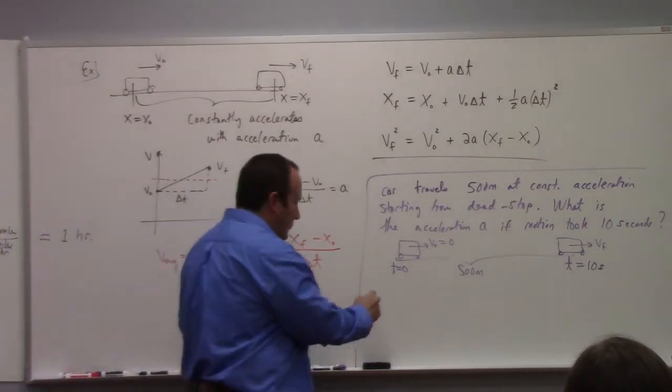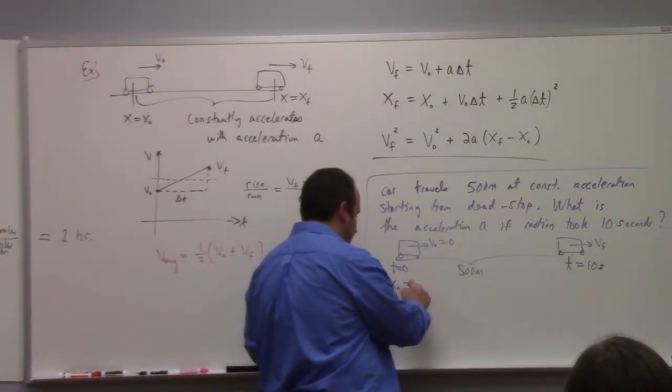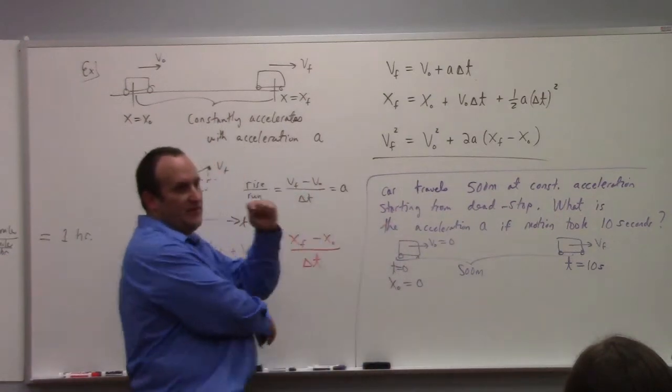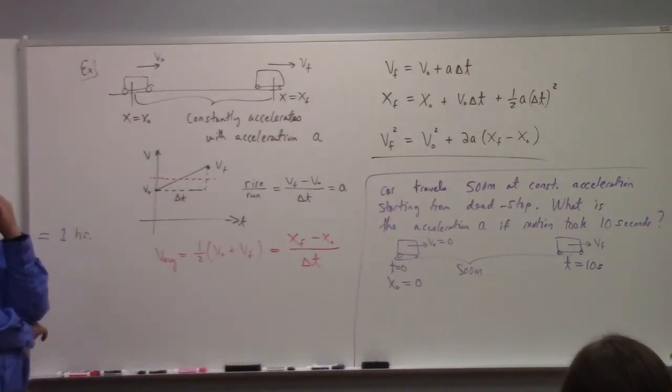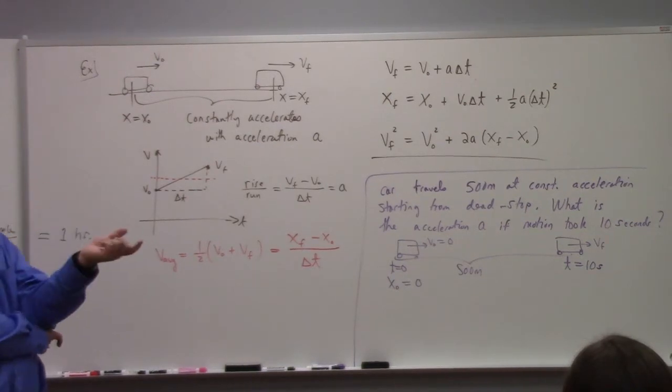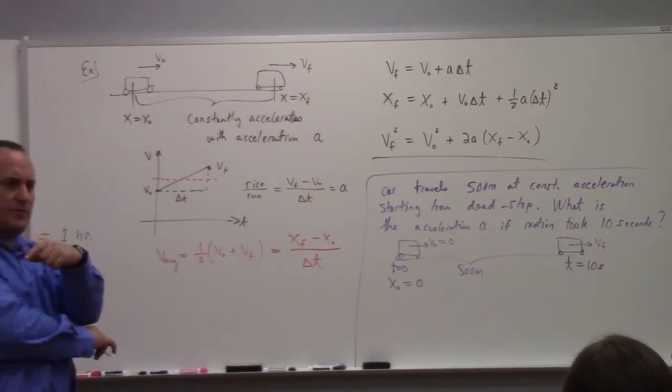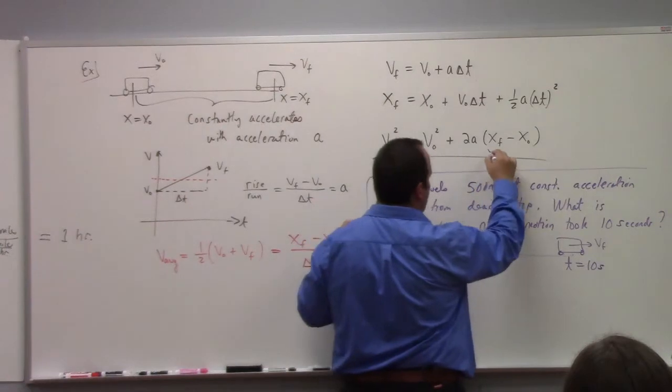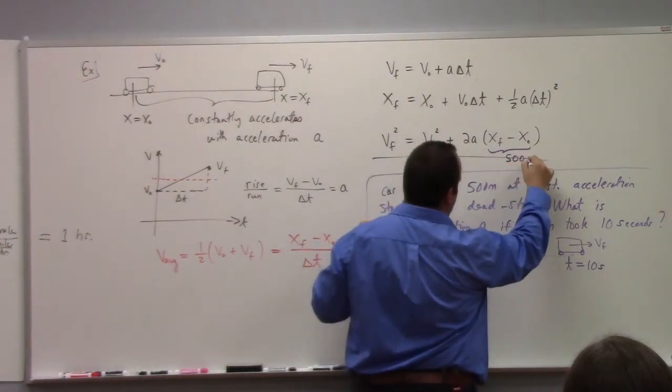Yeah, it's our choice. We can make initial position be 0, right? 500 meters is the distance, so the change in x is 500, right? Now, what were you saying? What did you guys say? I'm sorry, I interrupted you. So that's 500. What else?